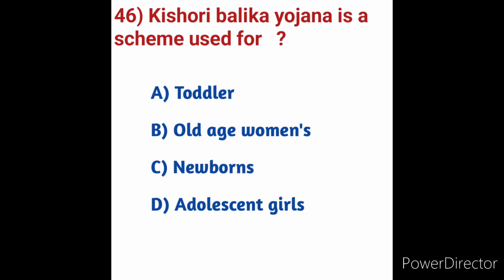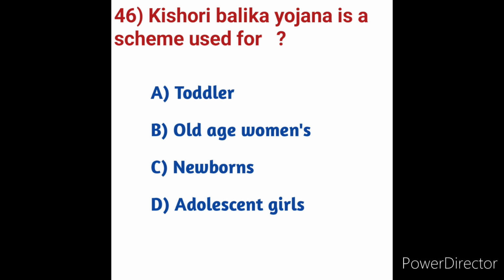Under the Kishori Balika Yojana scheme, provision has been made to provide supplementary nutrition food in the form of take-home ration to adolescent girls aged 11 to 14 years in Anganwadi centers on 6 days of a week. So the Kishori Shakti Yojana or Kishori Balika Yojana seeks to empower adolescent girls so as to enable them to take charge of their lives.